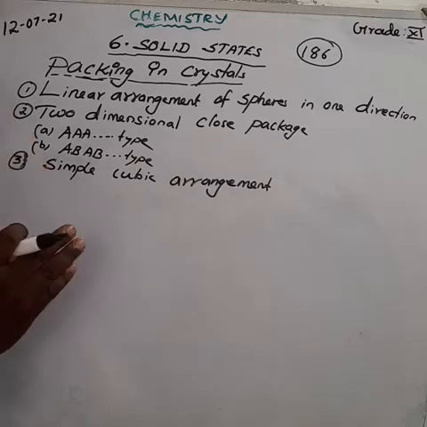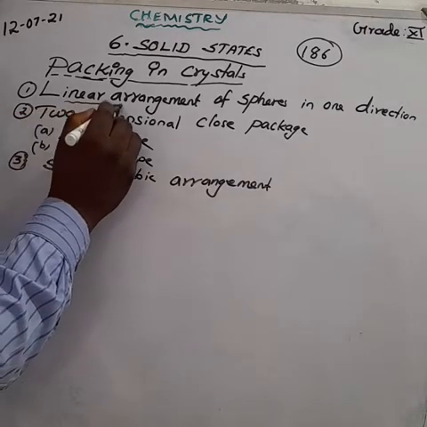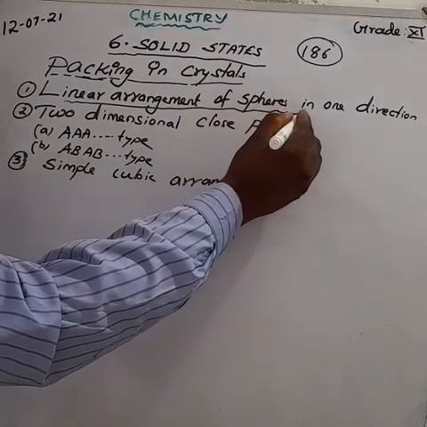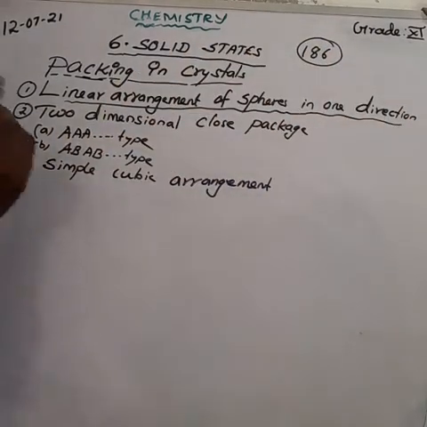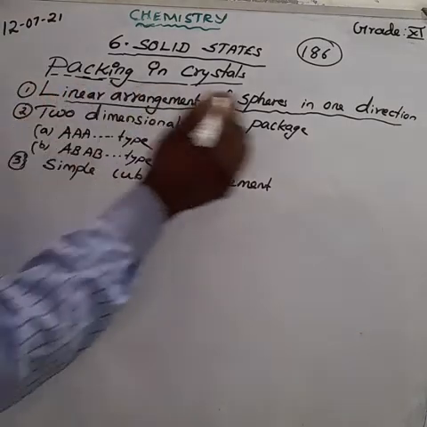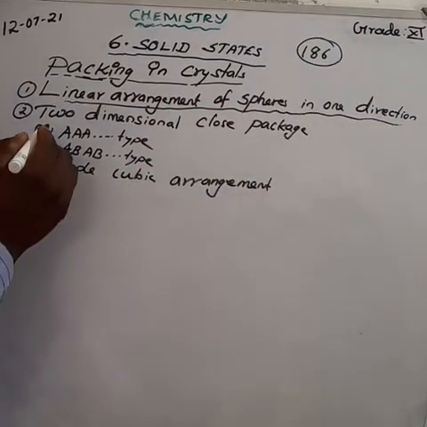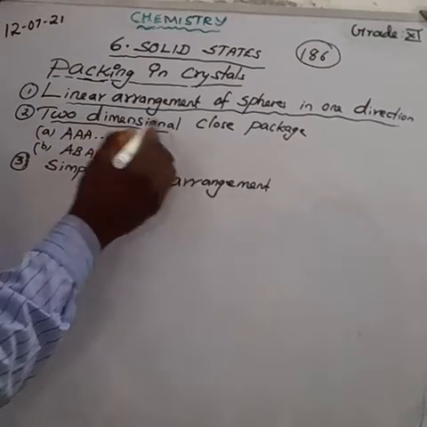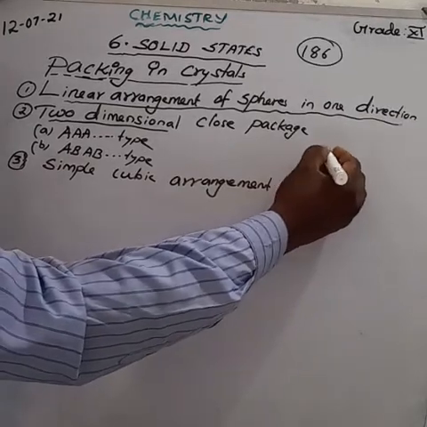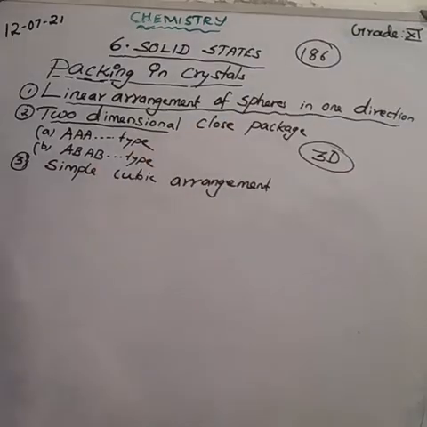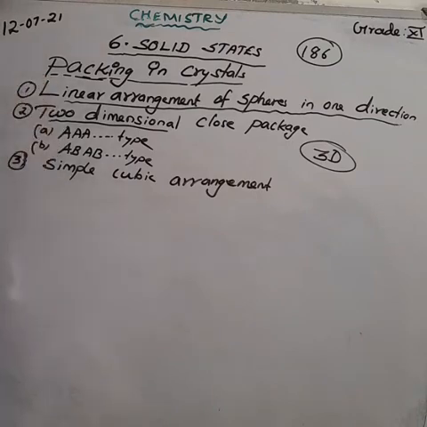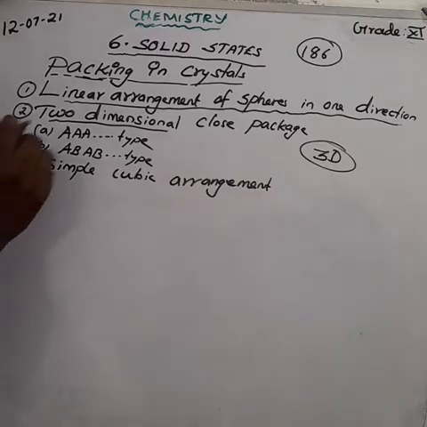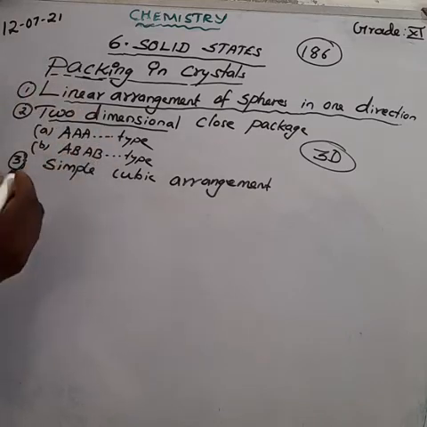First, you have to learn about the linear arrangement of spheres in one dimension. Otherwise, you can say the arrangement of spheres in one-dimensional, two-dimensional, and three-dimensional. First, you have to be thorough with it. What is the linear arrangement? What is the two-dimensional arrangement? The atoms or ions or molecules may be arranged in a linear or straight line.